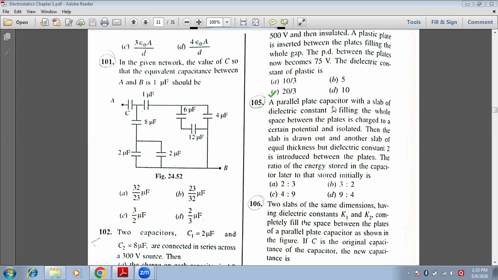A parallel plate capacitor with a slab of dielectric constant 3 filling the whole space between the plates is charged to a certain potential and isolated. Then the slab is drawn out and another slab of equal thickness but dielectric constant 2 is introduced between the plates. The ratio of the energy stored in the capacitor later to that stored initially is: option A, 2:3; option B, 3:2; option C, 4:9; option D, 9:4. Correct answer: option B, 3:2.